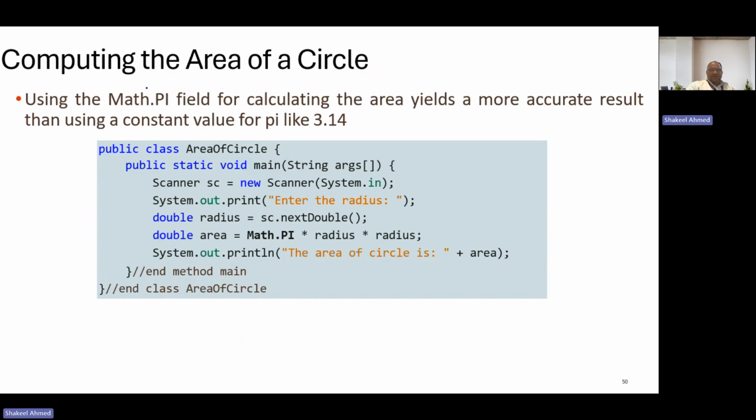So here is an example where we want to compute the area of a circle. You are using an instance of the scanner class, you enter the radius, and you get the next double. And now you can see here that I am using the Math.PI value, 3.14, and directly multiplying it. So that is how Math.PI can be used directly to get 3.14 in the statements.